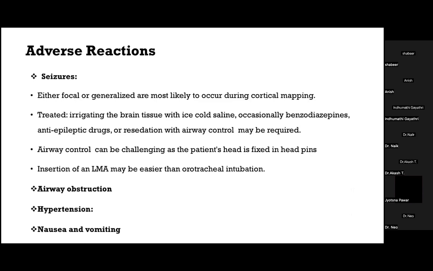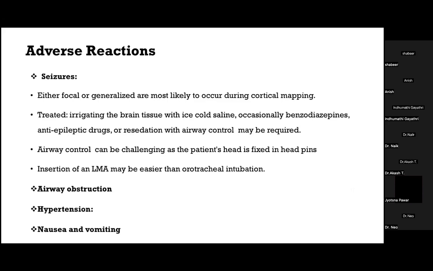Now, what are the adverse reactions of awake craniotomy? There can be either focal or generalized convulsions, seizures, which are most likely to occur during cortical mapping. So how do you treat these convulsions? Irrigate the brain tissue with ice cold saline. Occasionally, one may require benzodiazepine, anti-epileptic drug, or resedation, and airway control may be required.